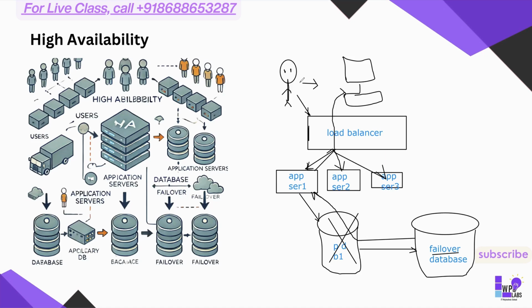So the user will access some data. It will go to the load balancer. The load balancer will go to application server 1. It will go to primary database 1. If primary database 1 fails due to some error, it will go to the failover database. The failover database is our secondary database. It will store that data, and through the same path it came from, it will go in the same direction and give the result. So that is how we can talk about high availability.